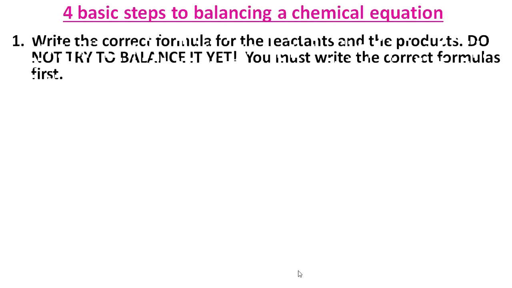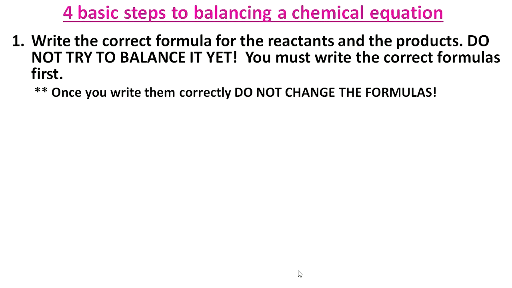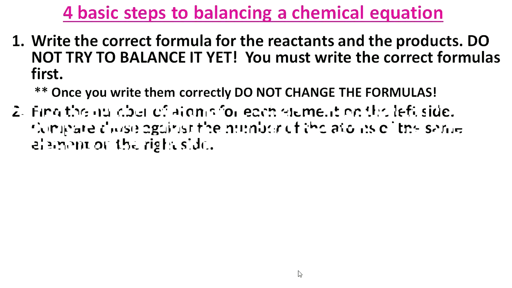4 basic steps to balancing a chemical equation. Step 1. Write the correct formula for the reactants and the products. Do not try to balance it yet. You must first write the correct formulas. Once you write them correctly, do not change the formulas.